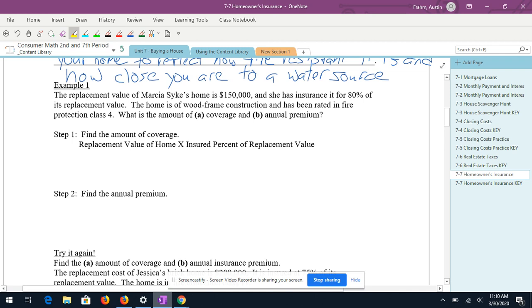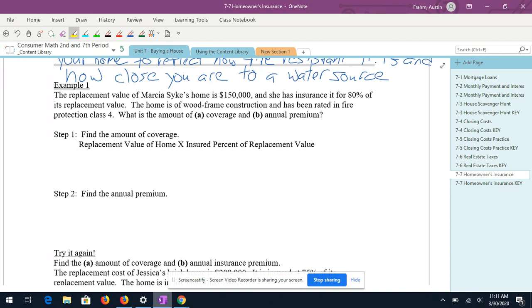All right, so now getting into our math examples. Example 1 says that the replacement value of Marcia's home is $150,000, and she has insured it for 80% of its replacement value. The home is of wood frame construction and has been rated in fire protection class 4. What is the amount of A, her coverage, and B, the annual premium?